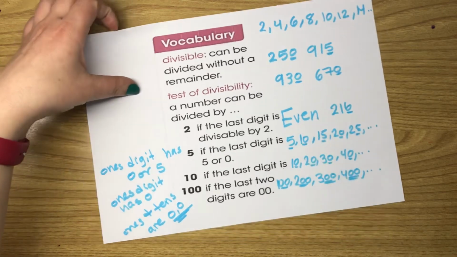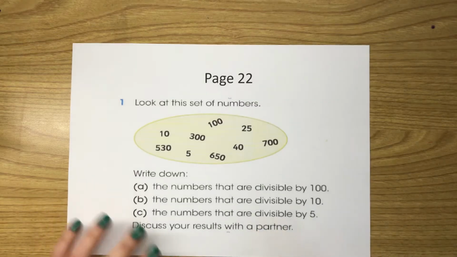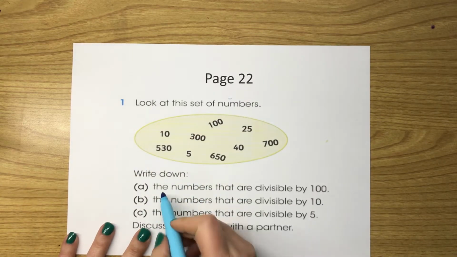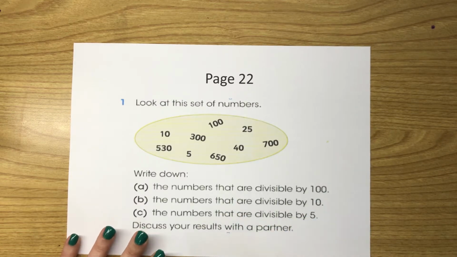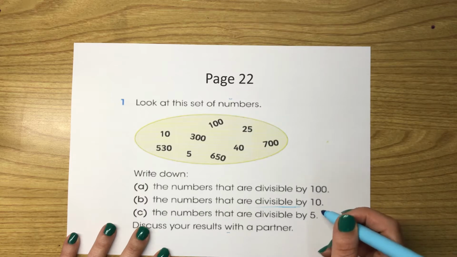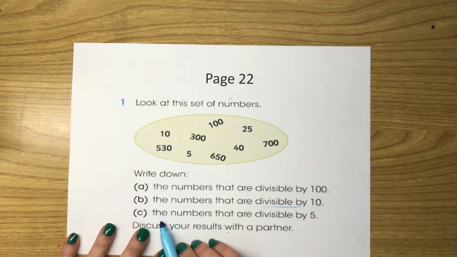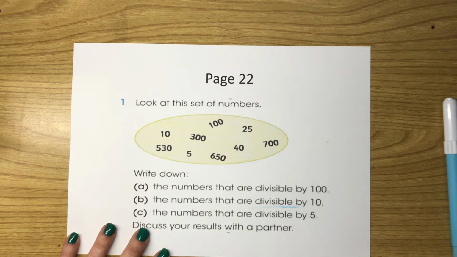On page number 22, question number 1. Question number 1 says, look at this set of numbers. Write down the numbers that are divisible by 100. Easy. As I said before, the number must end with 2 zeros. The numbers that are divisible by 10, that means the ones digit must be 0. The numbers that are divisible by 5, that means the number must end with 0 or 5. Great job, guys. Okay, I'm going to circle the numbers. Oh no, let me write them down.